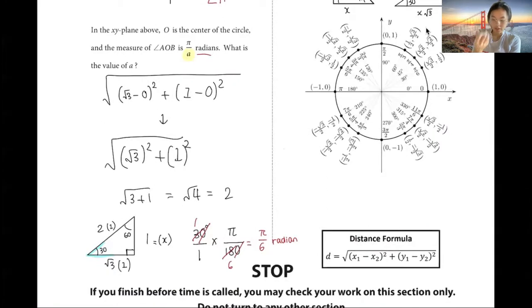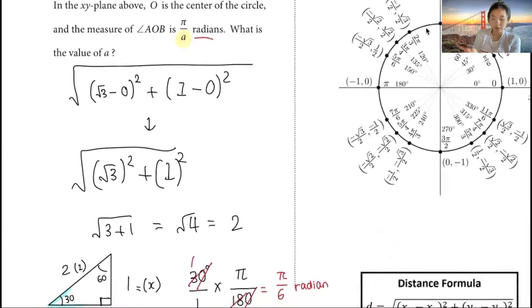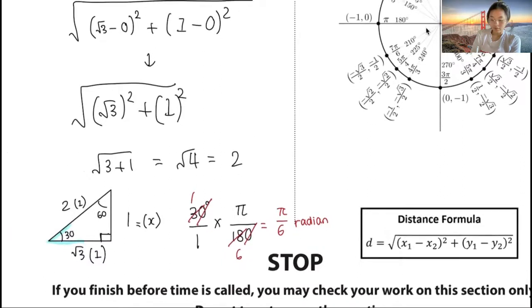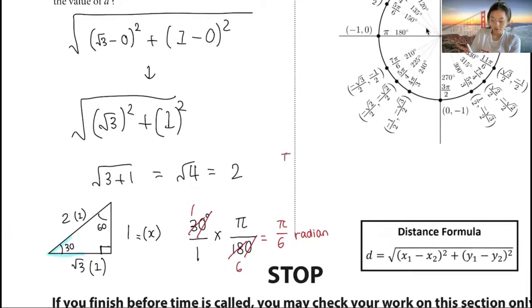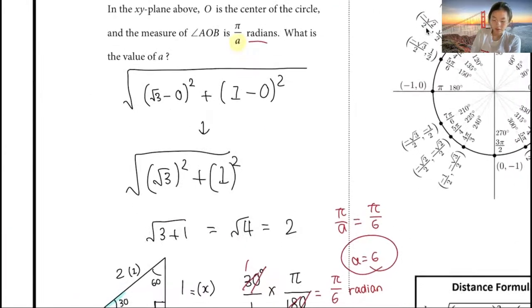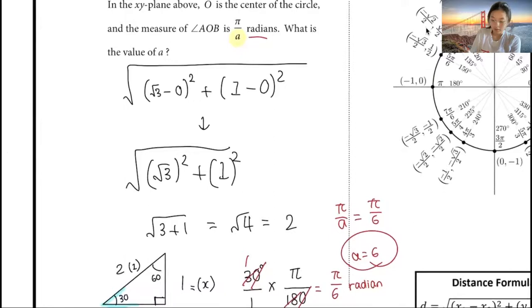And since we're already given a template for ourselves, it's asking us pi over a radians. Well, what's a? It's asking for pi over a. We got pi over 6. We know that a is 6. And that's going to be your answer. A is 6.